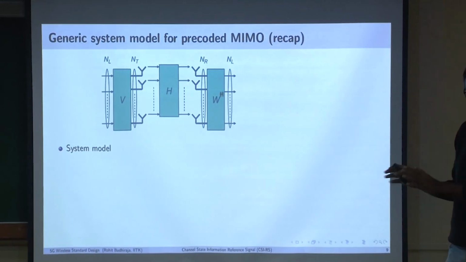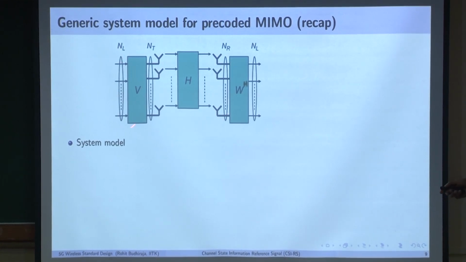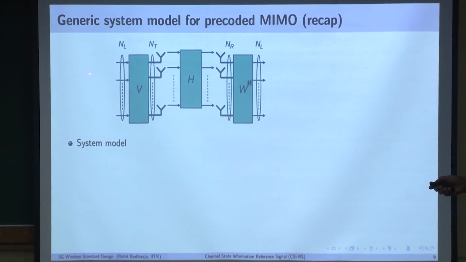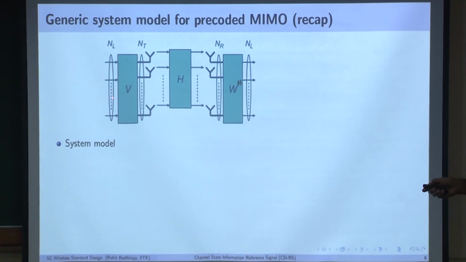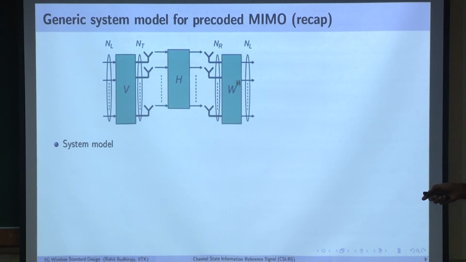So this is our system model. This is a precoded transmission with NL number of layers. V is the precoder; either the base station knows it or the UE feeds it back. This precoder will take in NL layers and map them to NT antennas. Then you transmit the signal over this channel, receive it over NR antennas, multiply it with the receiver, and then you get these NL layers back.